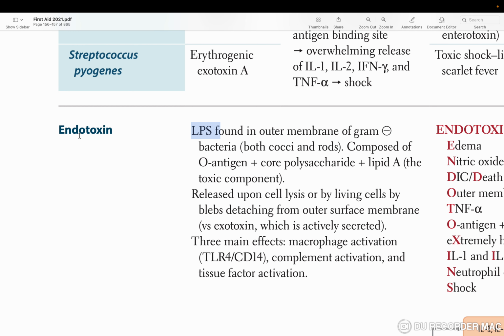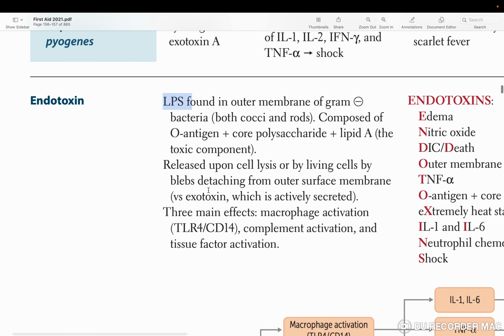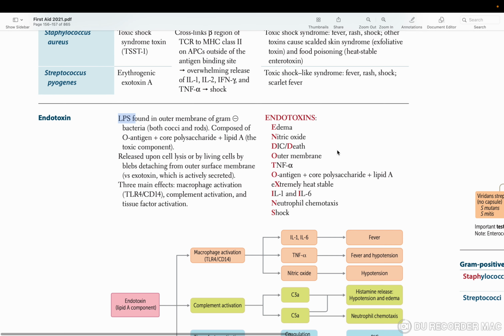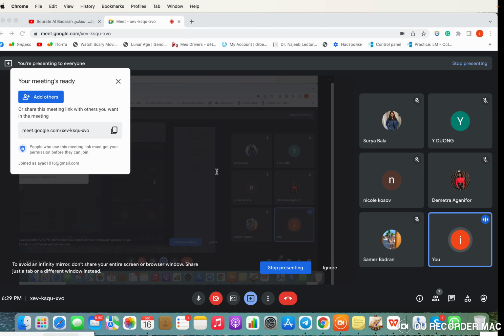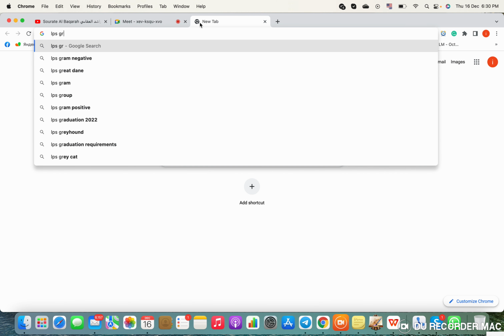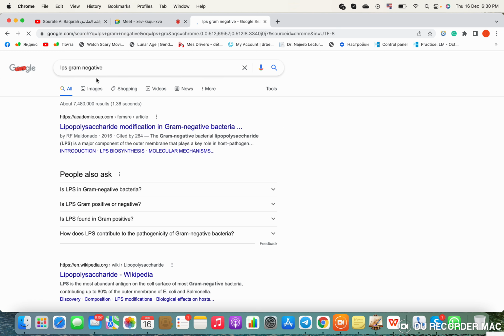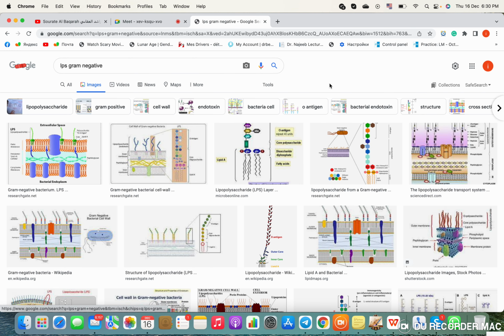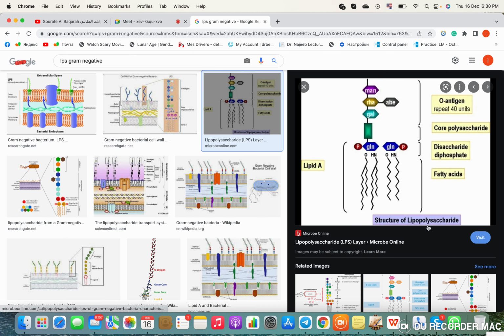This lipopolysaccharide, we call it endotoxin. It is composed of O antigen, polysaccharide core, and lipid A, which is the toxic component. So the lipid A is actually the toxic component. So lipopolysaccharide, you need to know how it looks. You don't have to memorize everything in the structure, but you just need to know that it has lipid A, carbohydrate, and O antigen.